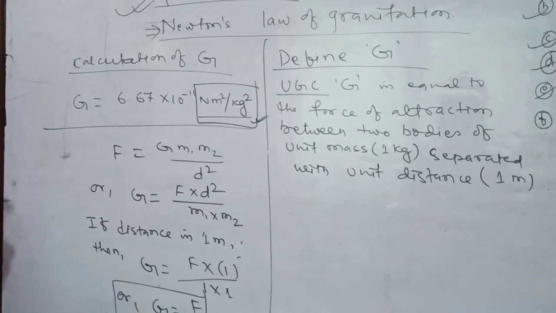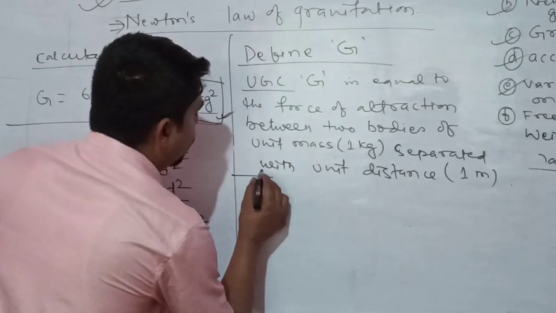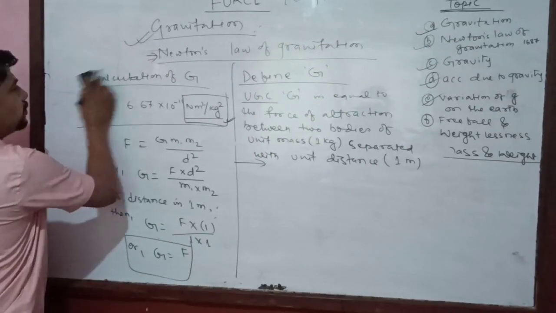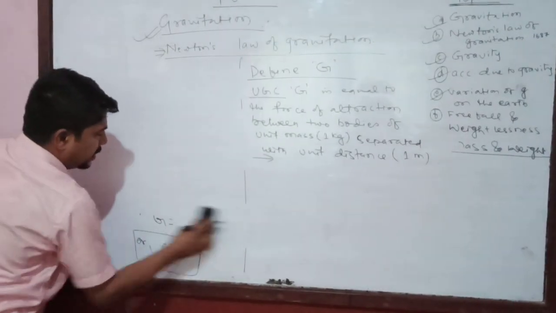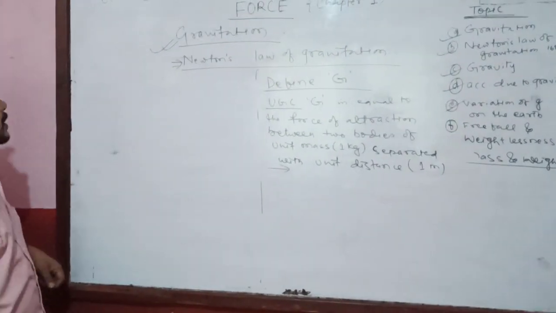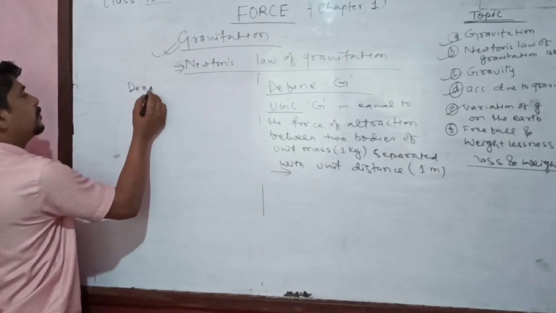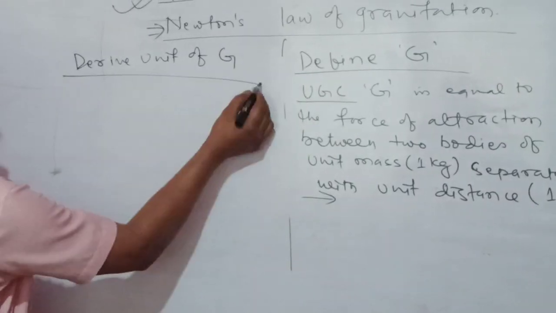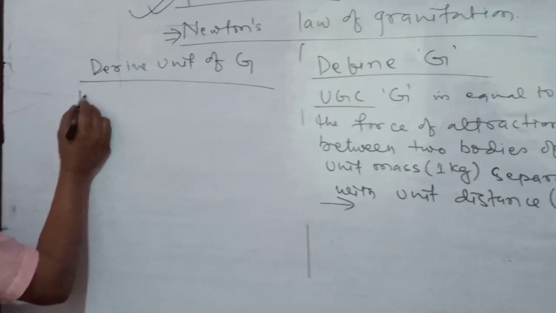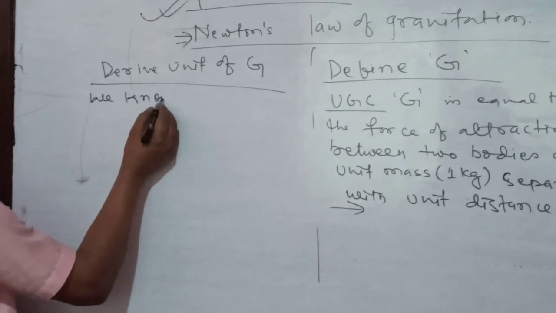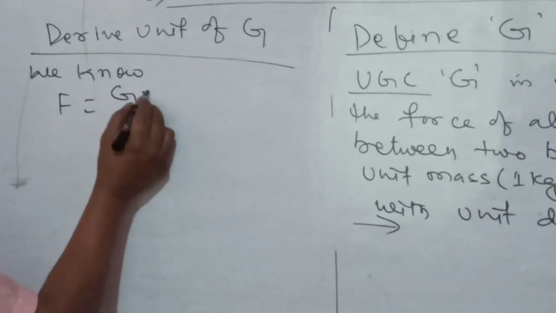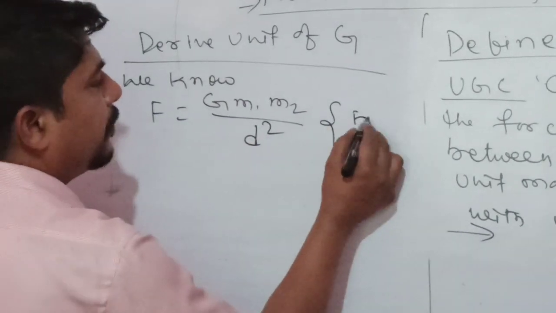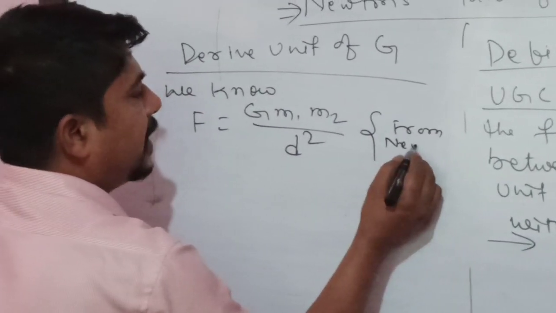The weightage of that question will be about 1 mark. So let us derive this unit. It is also a simple one. Derive the unit of capital G. Again we will move to this formula. We know F equals G m1 into m2 upon d square, from Newton's law of gravitation.